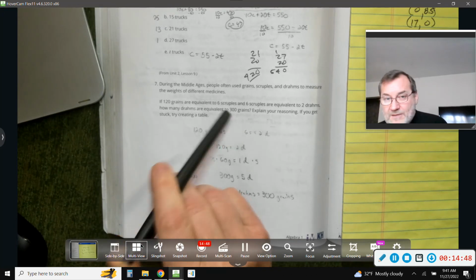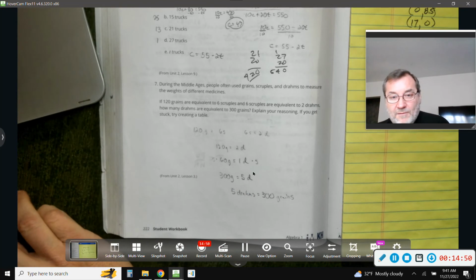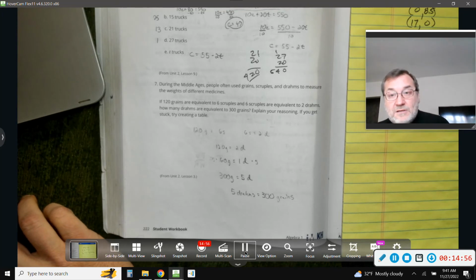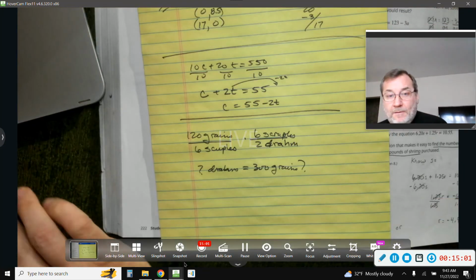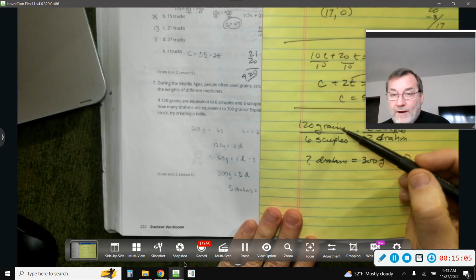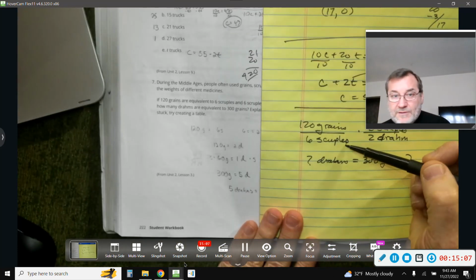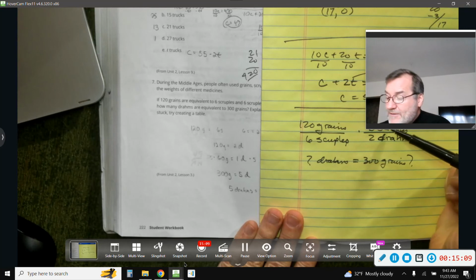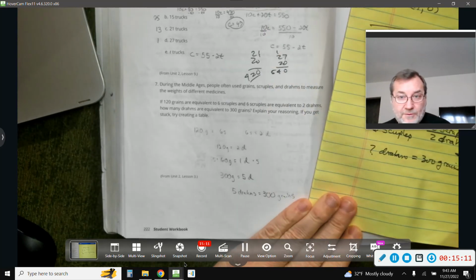Okay, so I'm going to set this up and I'll be right back because I have a little bit different way of solving this than what they have here, but neither way is wrong. It's just a different way to view the problem, and we'll go through each. All right, so I've basically written down the information they gave us. They said 120 grains is equal to 6 scruples, and 6 scruples is equal to 2 drams.